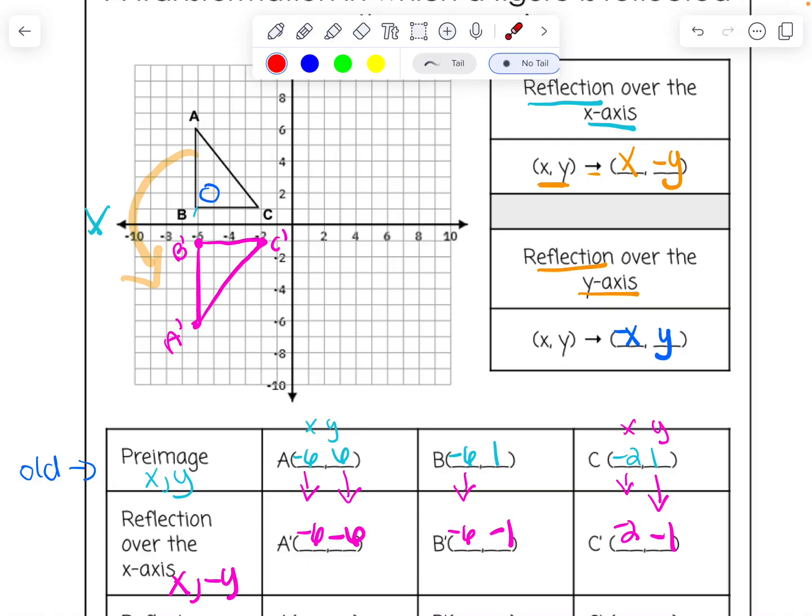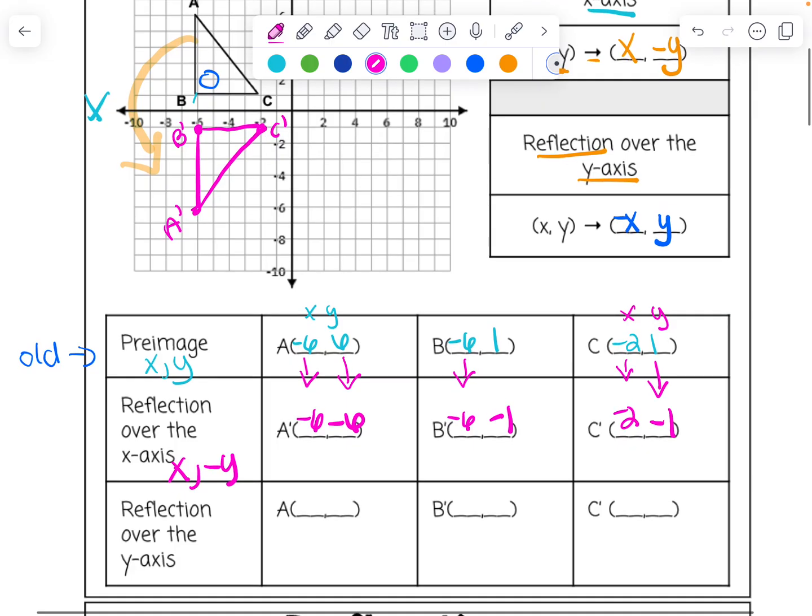And if you notice, it's just a reflection of the original one. The A is down here, and then the C matches and the B matches. So that is a reflection over the X value. Okay, we're going to do the same thing for the Y.